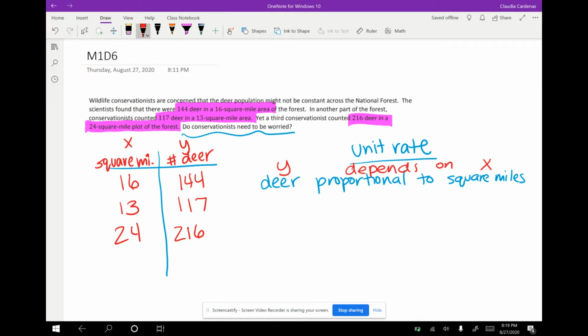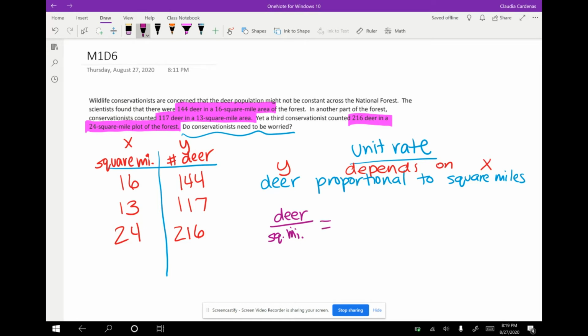Okay, so now we need to look at the relationship between the square miles and the number of deer in the table below. So how do we know if the relationship is proportional? Well, we said that the square miles and the deer would need to increase and decrease at the same rate. So how do we find that rate again? I remember that we divide the deer by the square miles. So deer divided by square miles. And so that is going to determine what the unit rate is, or the number of deer per square mile.